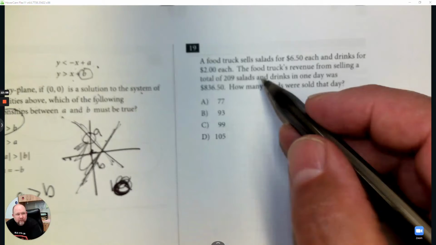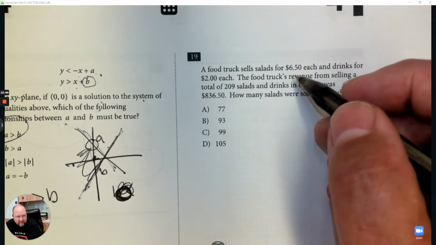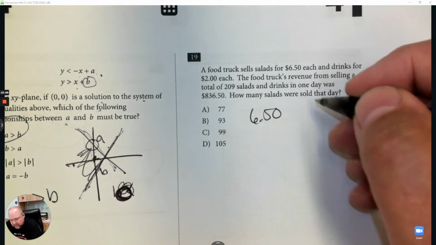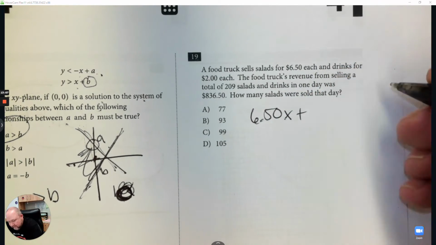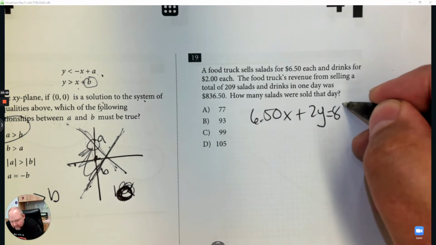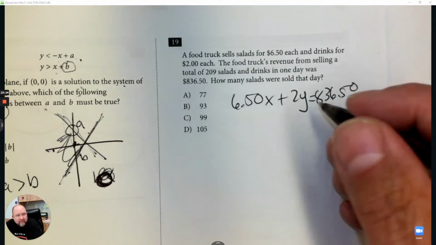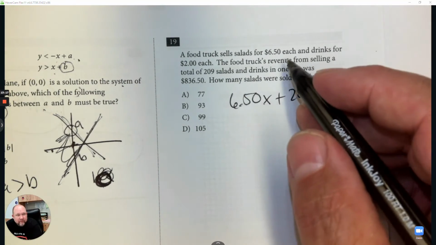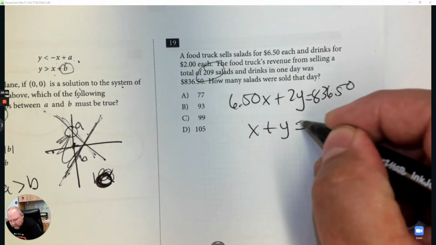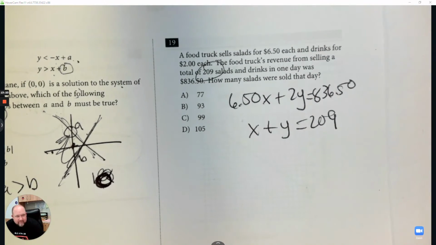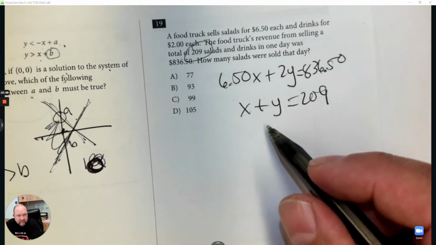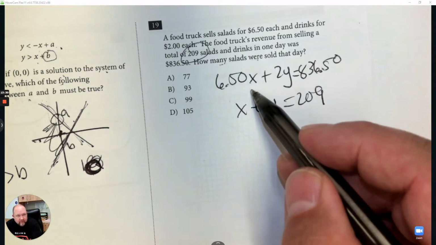Number 19, a food truck sells salad for $6.50 each and drinks for $2 each. So $6.50 for salads and $2 for drinks. They make $836.50. And then it says the total revenue from selling a total of, so that's x plus y equals 209. And then you could use your calculator to solve this. And so how many salads were there? So that's what x is.